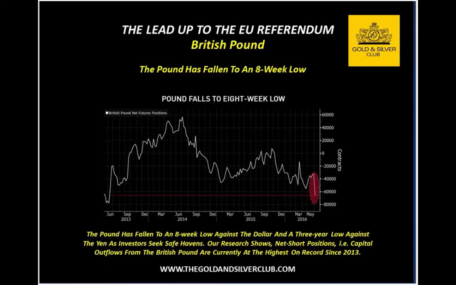The British pound has now broken down to 8-week lows, so we continue to see the dollar be treated really as a safe haven at the moment. So we're seeing outflows of the pound certainly. We've seen more fear in the markets, and we've seen essentially the dollar against the pound breaking down to 8-week lows, and also against the yen breaking down to 3-year lows. As investors, they're seeking safe havens at the moment. Our research shows us that net short positions, so capital outflows from the British pound, are currently at the highest levels on record since 2013. So we're definitely seeing increased fear in the market. And with this increase in fear, there is, of course, opportunity as well, which we'll have a look at as we go over to the charts.